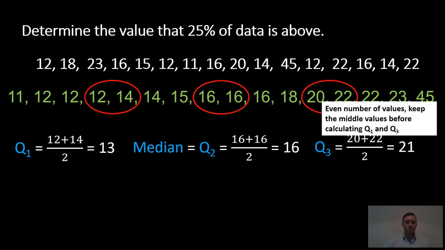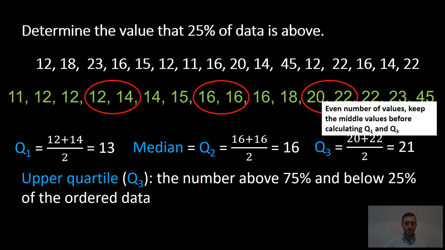Another thing we might be asked to do is to find the value that, or the percentage of data that falls above or below. Here we are asked to determine the value that 25% of data is above. 25% of data is a quarter, and we know that the quartiles split our data set into quarters. The upper quartile, or Q3, is above 75% of the ordered data and below 25% of the ordered data. Therefore, 25% of our data is above Q3, or the upper quartile, which is 21.